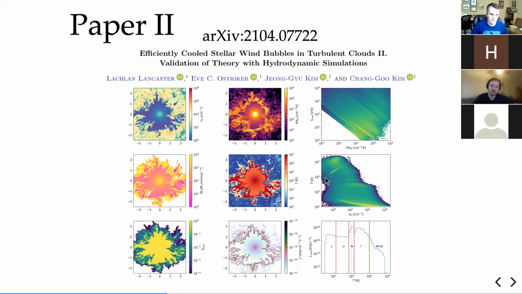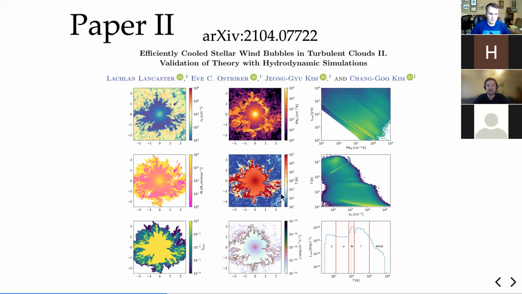This is your typical temperature density phase diagram. This is showing the fraction of gas that is in wind, and then this is showing the cooling density. The bottom right here is the cooling weighted temperature histogram, so where is most of the cooling going on as a function of temperature? There's a lot going on here, but I just want to point out a few things worth noting.